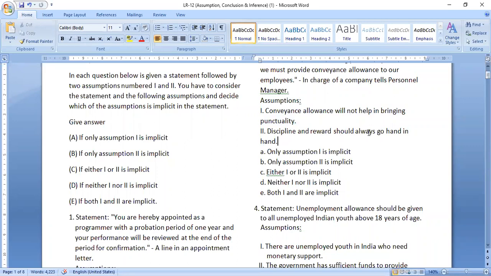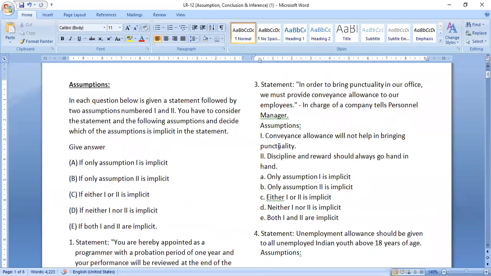Discipline and reward should always go hand in hand. Would you say that that is implicit? Yes, sir. Discipline and reward should go hand in hand, meaning that if you want to discipline someone, you should reward them. So if you want punctuality, you should reward the employees for the punctuality. This is quite tricky. It's not all that simple. They say in order to bring punctuality, so just translate that as if you want discipline, we must provide conveyance allowance. We must reward. So if you want discipline, you must reward.